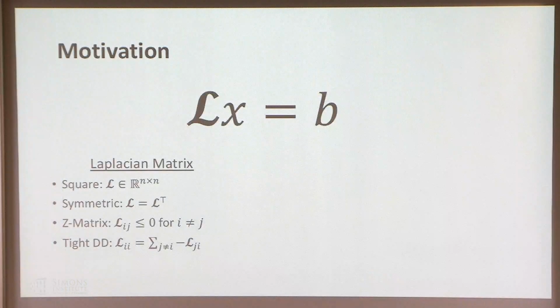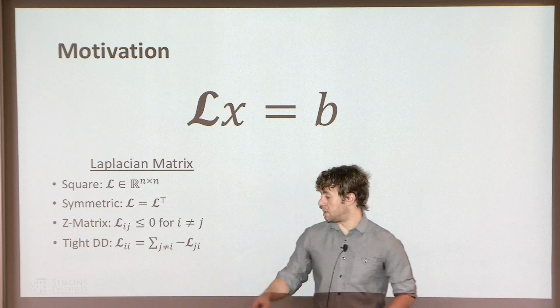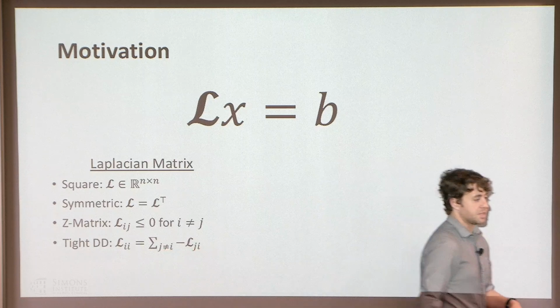Just to remind you what these are in case the definitions aren't fresh. L is a Laplacian matrix if it's a square matrix that's symmetric. It also has to be a Z-matrix, which is a fancy way of saying every off-diagonal entry needs to be non-positive. And it needs to obey a tight diagonal dominance property, meaning that every diagonal entry is exactly equal to the sum of the absolute values of the entries in the corresponding row or column.